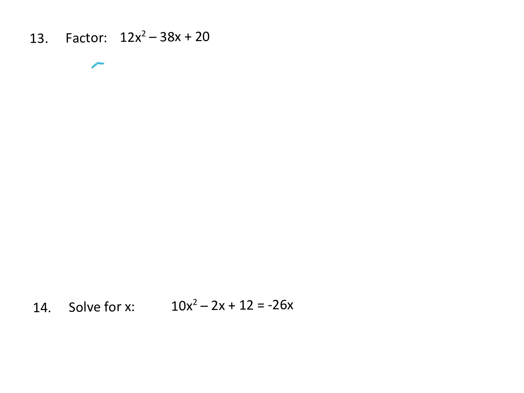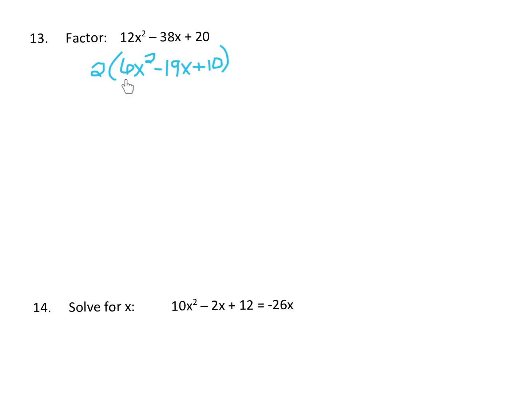Now, whenever you factor out a greatest common factor, you only open up one big parenthesis, okay? You don't open up 2 sets of parentheses. And basically, we're just going to divide each of these numbers by 2. So 12 divided by 2 would be 6, so we have 6x squared. Negative 38 divided by 2 would be negative 19. We'll bring down the x. And then 20 divided by 2 would be 10.